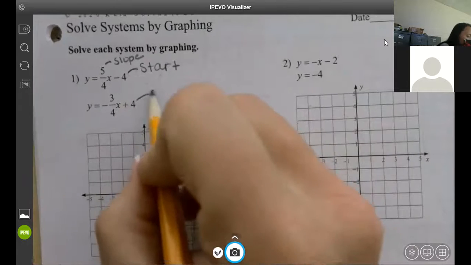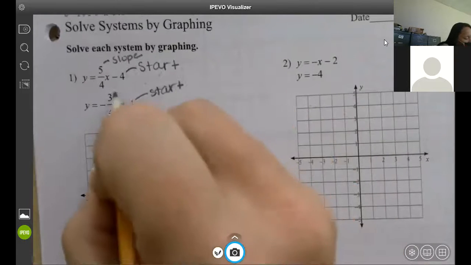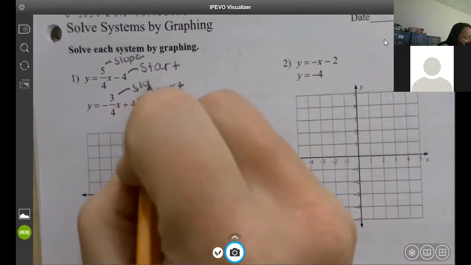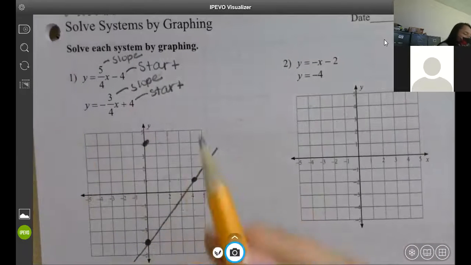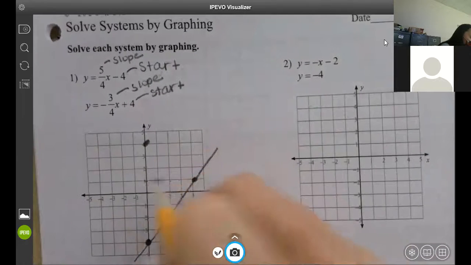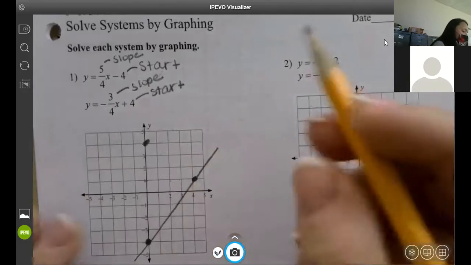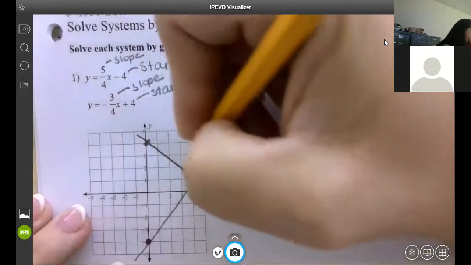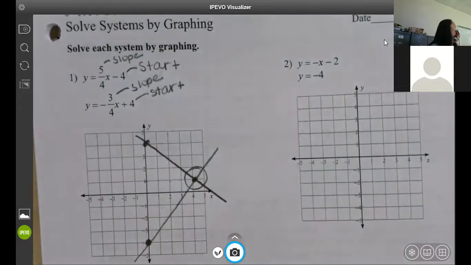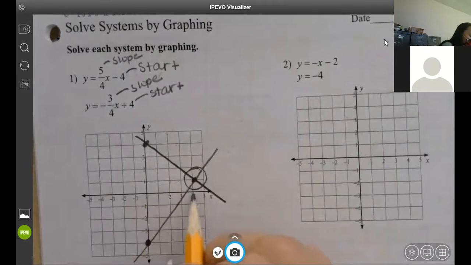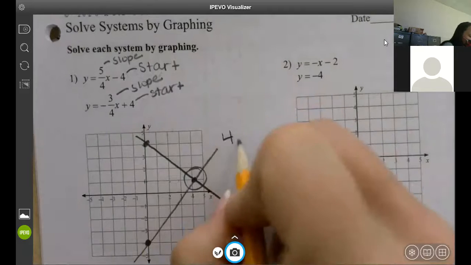Then we start at +4. And then because it's negative, we're going to go down 3 and over 4. And you'll see that it hits that same point right there. This is your solution. That's what you've been doing all week. Okay. So that's the coordinate that you're looking for. Your answer, find that coordinate, is 4, 1.